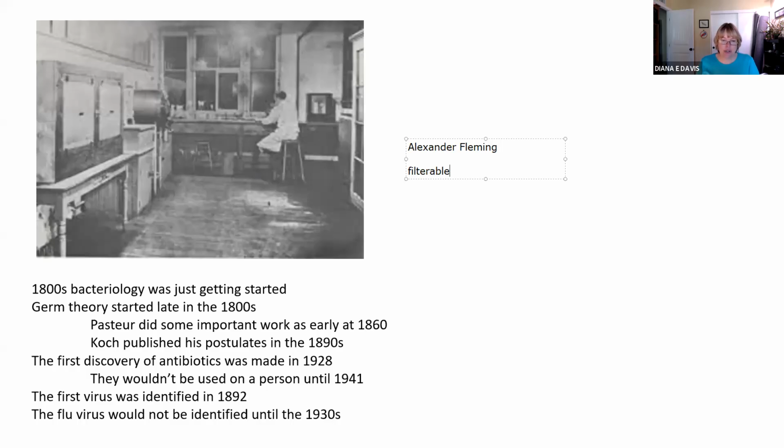In 1892, the tobacco mosaic virus was identified. It's one of the largest viruses in the world. So even at this point, germ theory was still relatively new. Not everybody believed in germ theory.